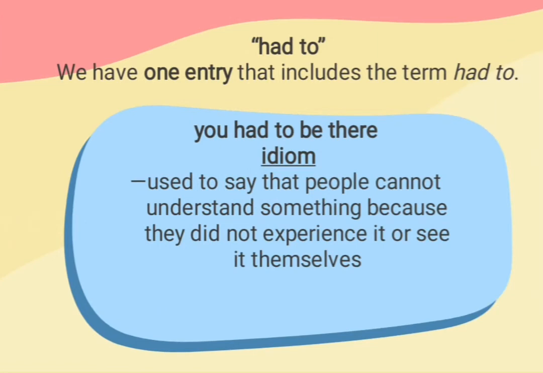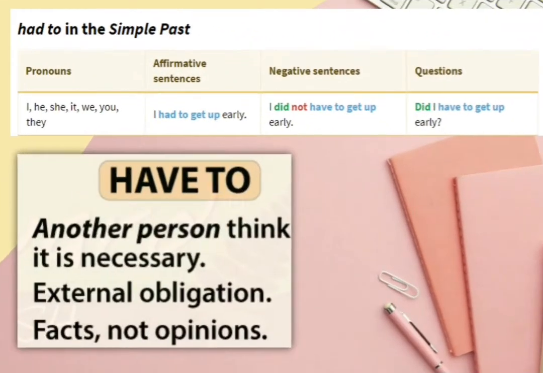Had to, for example, there is a very nice phrase. We have one entry that includes the term had to. For example, you had to be there. It's used when we say to someone that this person can understand something because they did not experience it or see it themselves. This is the use of had to. We also have had to in the present. Another person thinks it is necessary. External obligation, facts, and no opinions.